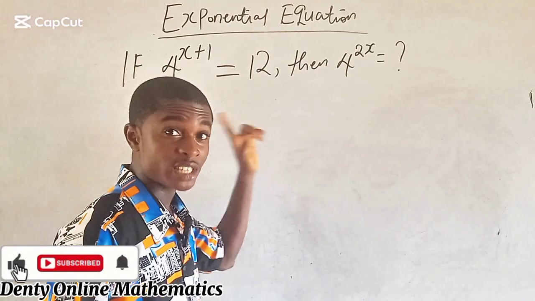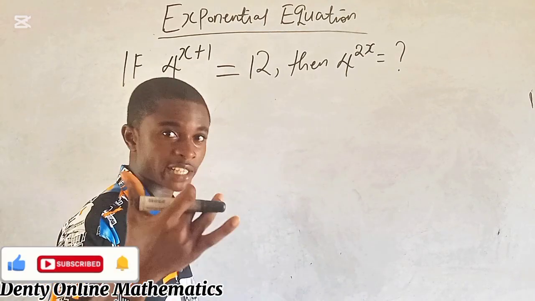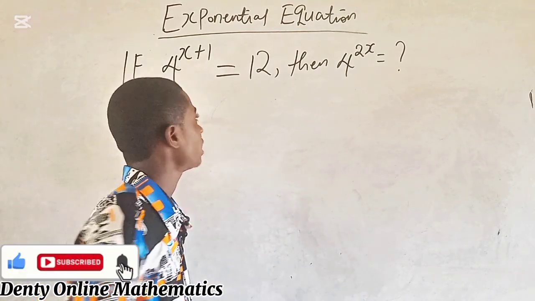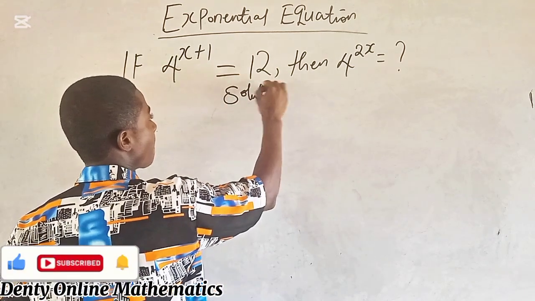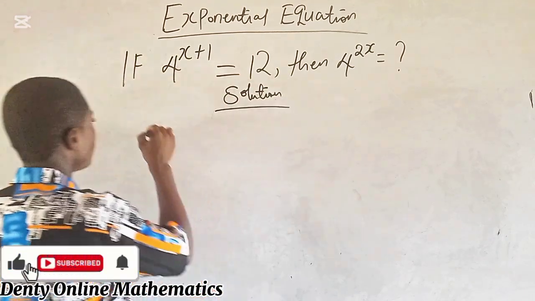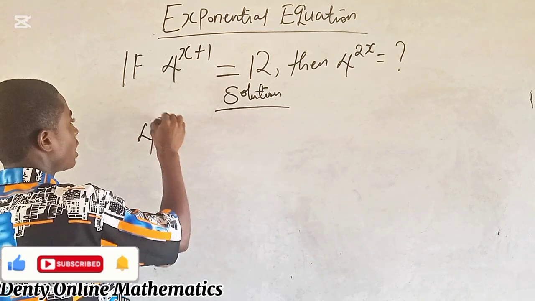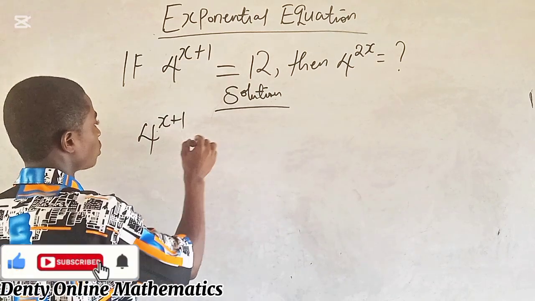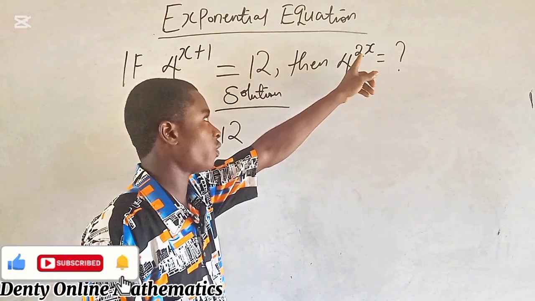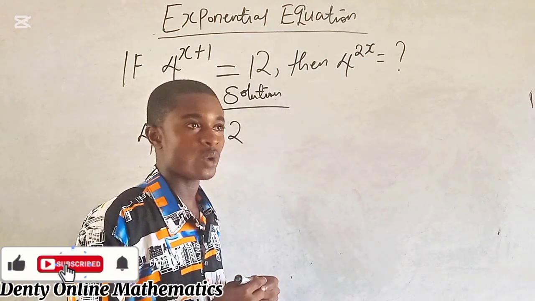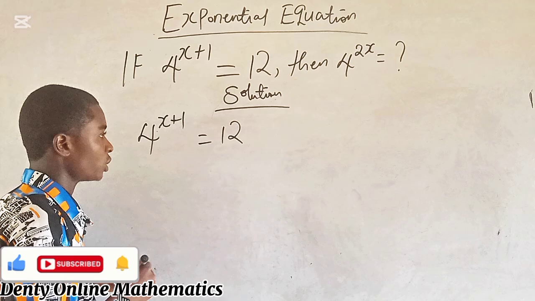This is very simple if only you understand the laws of indices. Now here's the solution to this problem. We have 4 raised to the power of x plus 1 equal to 12, and we're asked to find the value of 4 raised to the power of 2x. Now this is what you need to know.